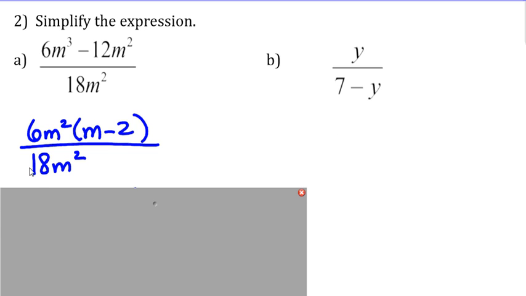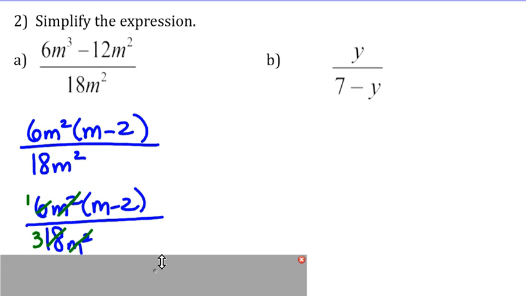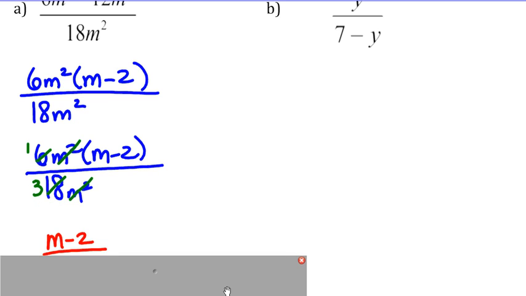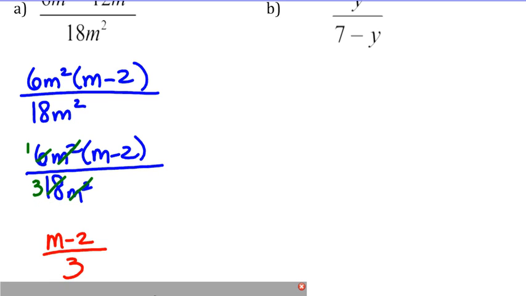Now numerically, we talked about dividing out a 6. Also, look at the variables. Here you have m squared in the numerator. You also have an m squared in the denominator. Those are a common factor as well that we could divide out. So if we divide out the 6, like we talked about, and the m squared, we're going to be left with m minus 2 over 3 for our rational expression.